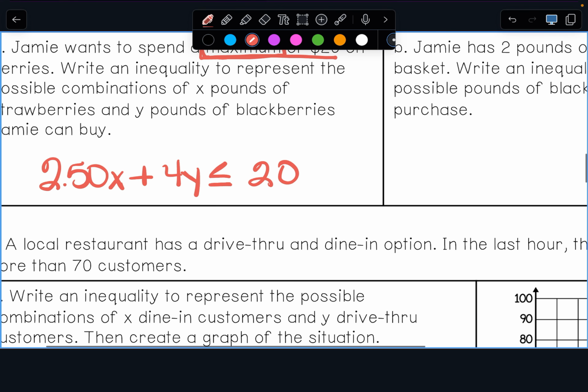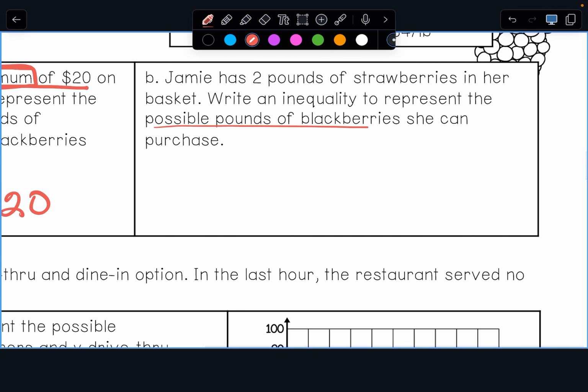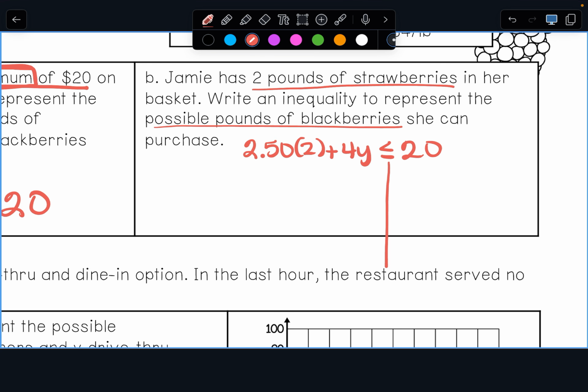All right, now it says, Jamie has 2 pounds of strawberries in the basket. Write an inequality to represent the possible pounds of blackberries. The only information that I have that I can plug in is 2 pounds of strawberries. Where am I going to plug in that 2? For X or for Y? For X. So 2.50 times 2 plus 4y less than or equal to 20, and solve. 2.50 times 2.